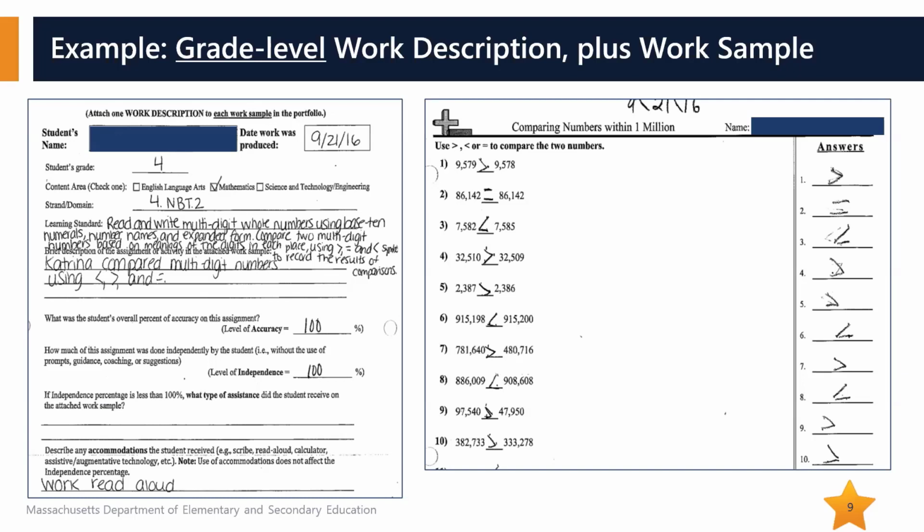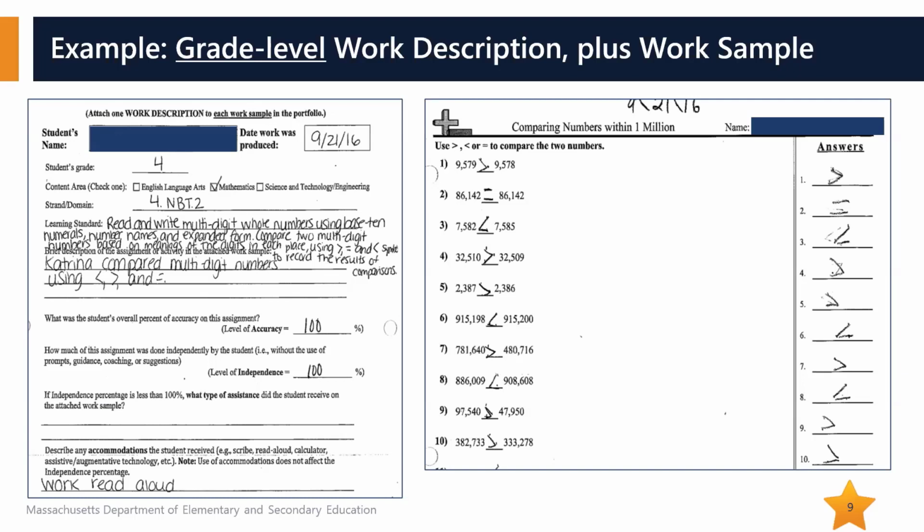What was the student's overall percent of accuracy on this assignment? So each assignment has to be scored. The student received 100%. And what was the independence? What does that mean? Well, was the student coached in any way? So the student received 100% independence because they did not receive any coaching.